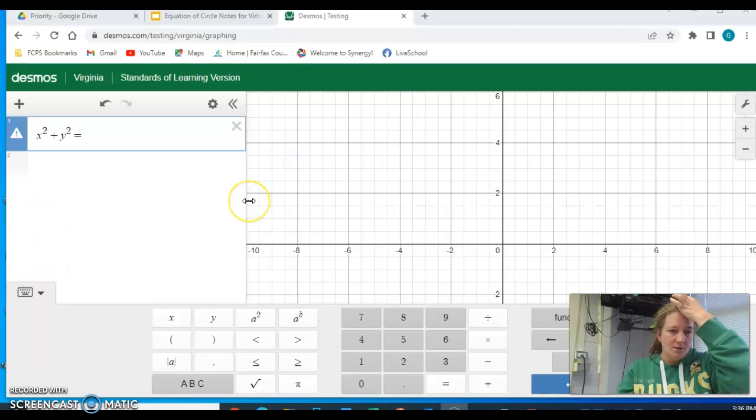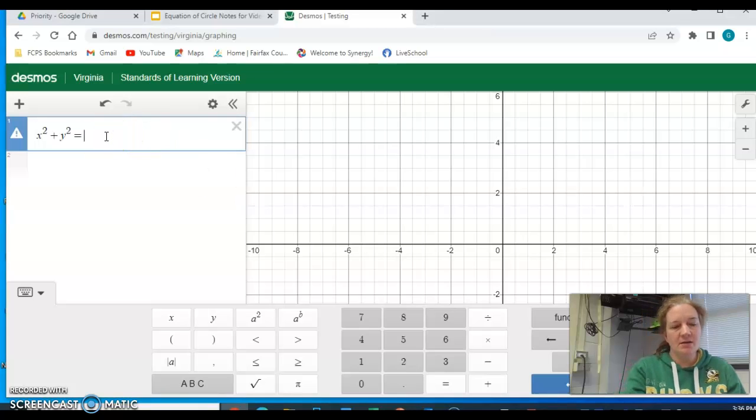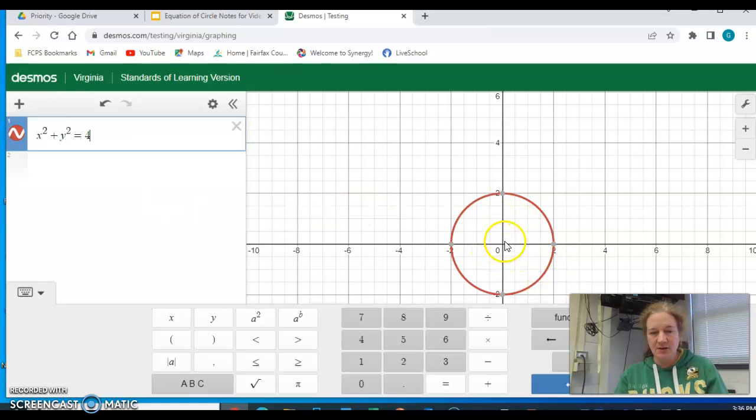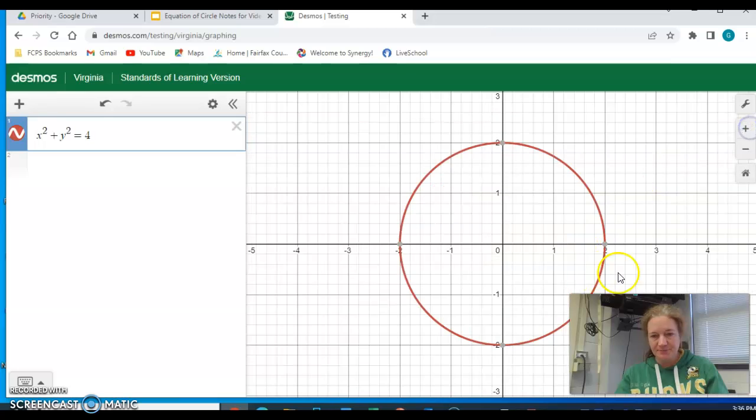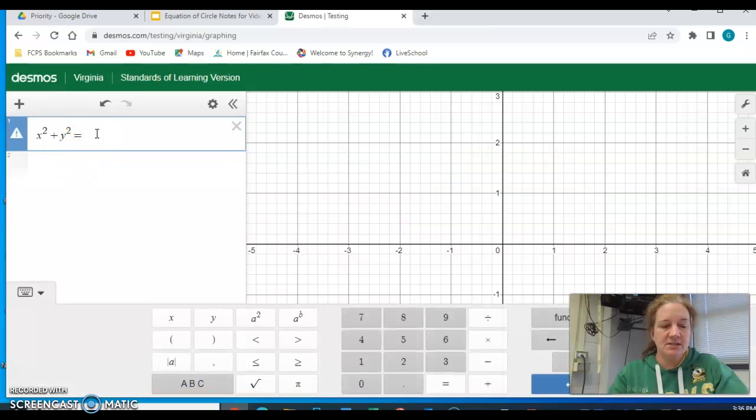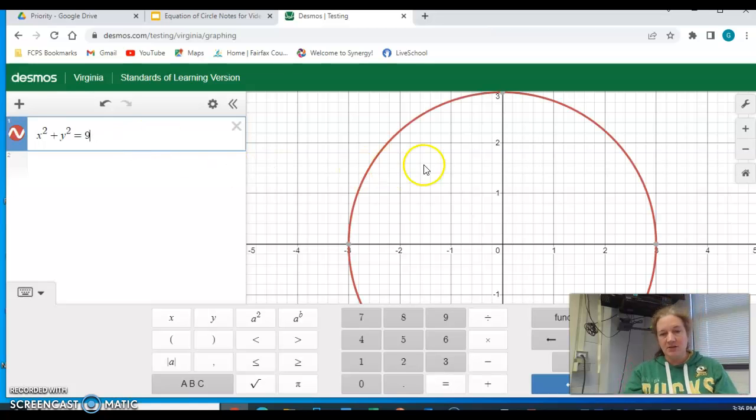Let me show you. Let's say this is my circle and I have a radius of 2, so I'm going to say that it's 4. See how the center's here and my radius is 2, so I go 1, 2. Because the radius is squared, 2 squared is 4. Or I could change my radius. Let's say my radius is 3, so then that would be 9. And look, still from the center, 1, 2, 3. Any point I choose from the center of my circle to the outside has a radius of 3. So that's how the formula works.